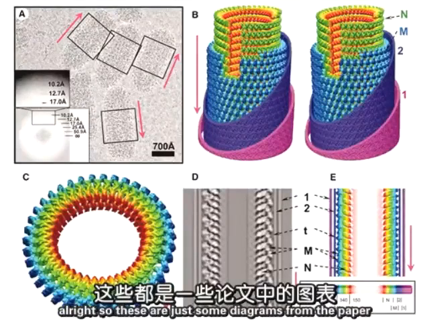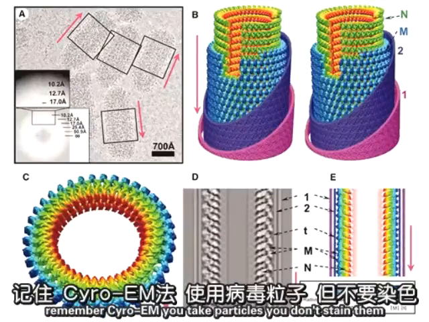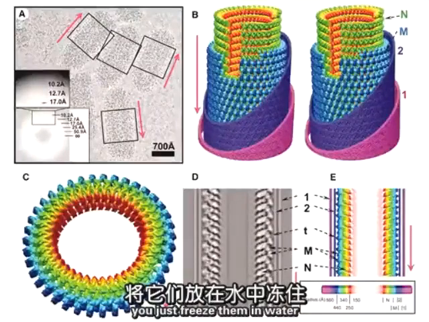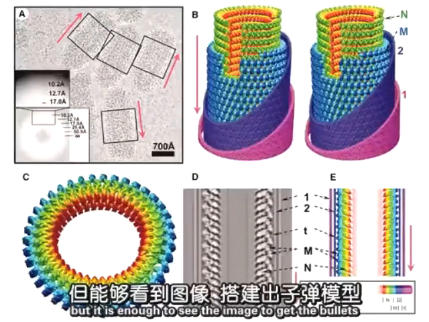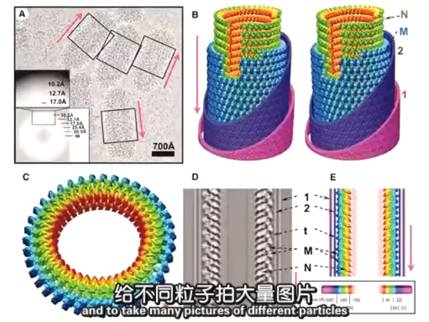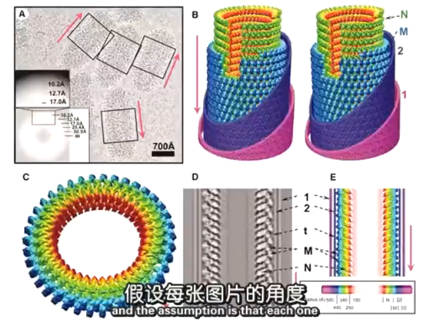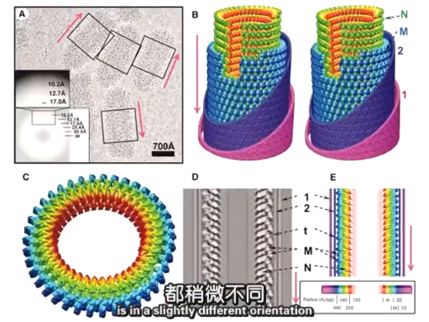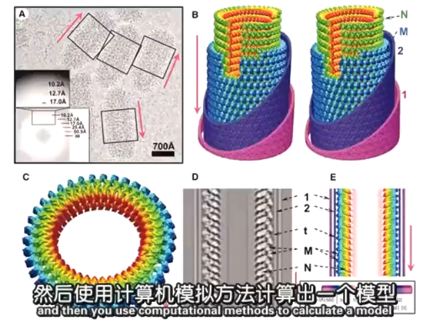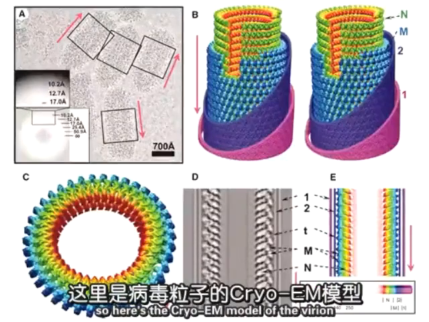These are just some diagrams from the paper. Just to give you an idea, remember cryo-EM: you take particles, you don't stain them, you just freeze them in water. They have very low contrast, but it's enough to see the image, so here are the bullets. You take many pictures of different particles, and the assumption is that each one is in a slightly different orientation. And then you use computational methods to calculate a model.